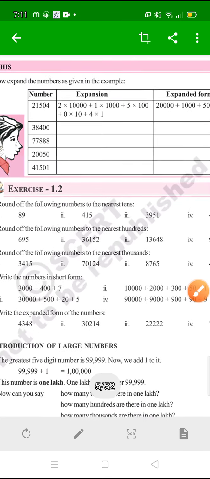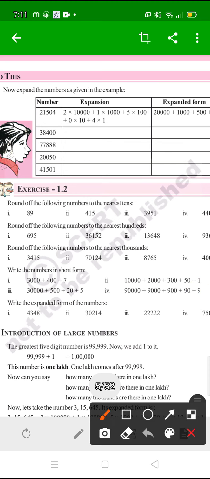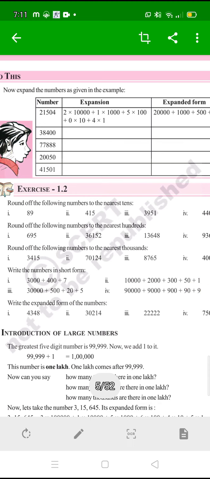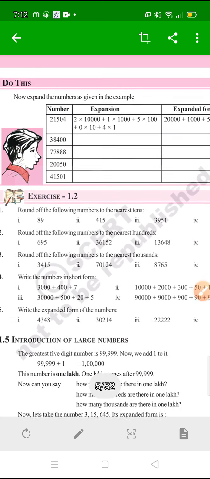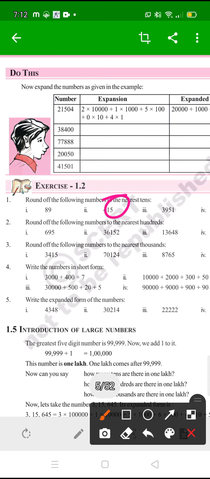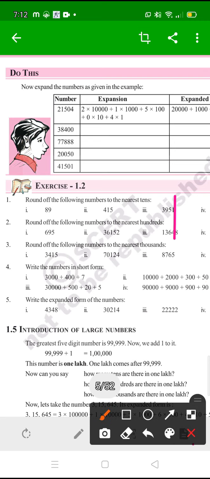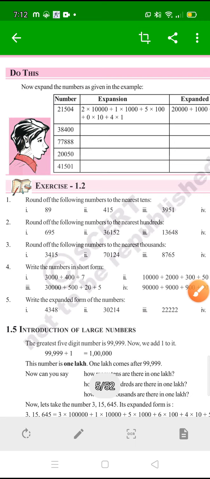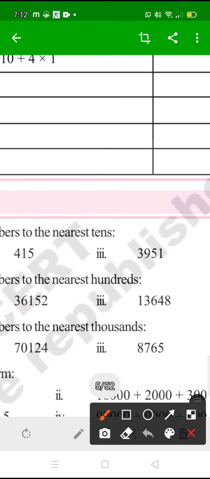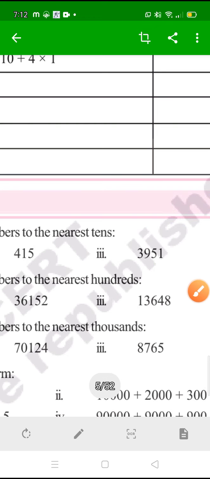Round off the following numbers to the nearest hundreds. Just write down the numbers. Just look at the tens and write down here. 3951, which is the number? Write down the nearest number. 3951 is nearer to 50, so 3950.